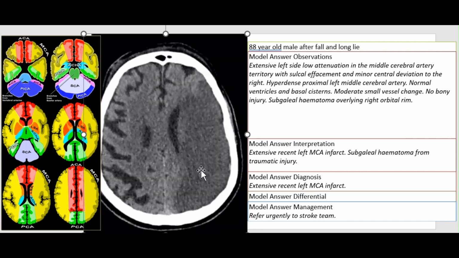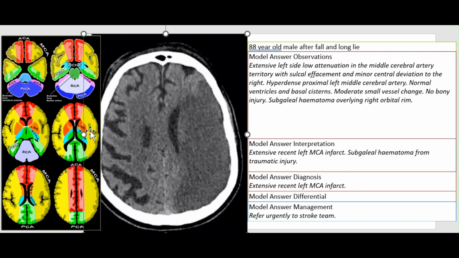extensive left-sided low attenuation in the middle cerebral artery territory. So this is the middle cerebral artery territory. The middle cerebral artery gives cortical branches to supply the lateral part of the cerebral hemisphere. So the medial part is supplied by the anterior cerebral artery. However, the lateral part is supplied by the cortical branches of the middle cerebral artery. The lateral part, okay?